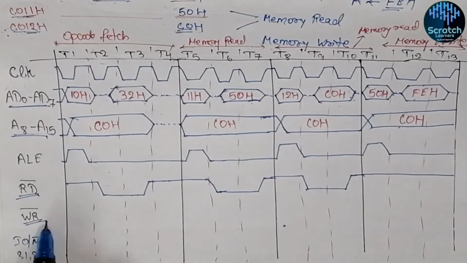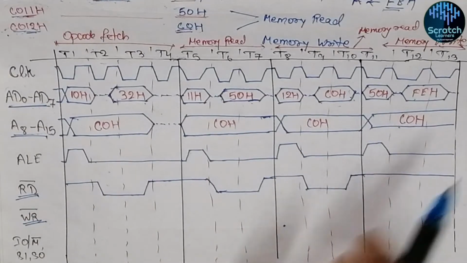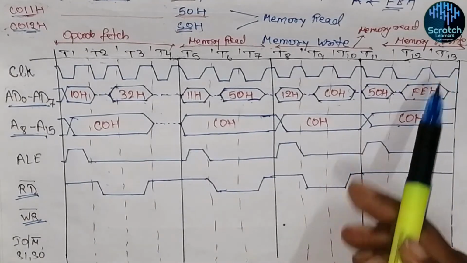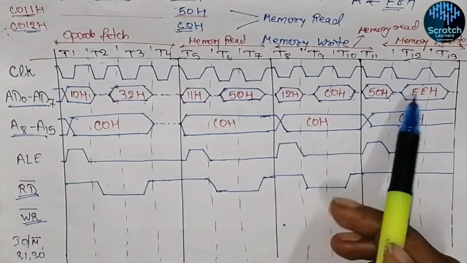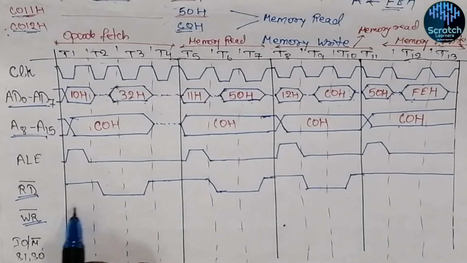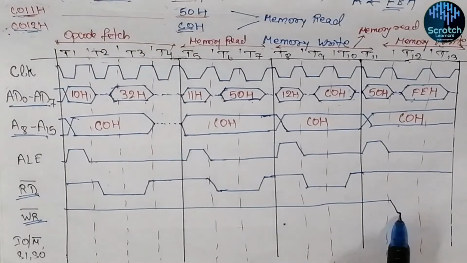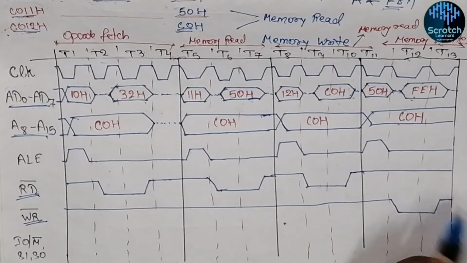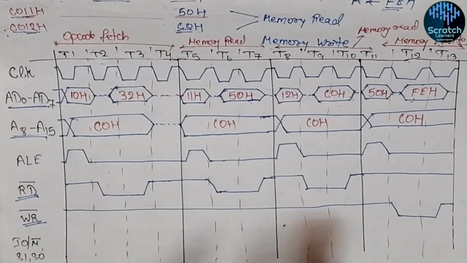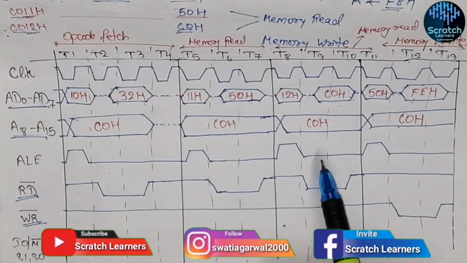Then talking about the WR bar signal, it will become low when a write instruction comes. So in all these T states, T12 and T13 are the only T cycles where data is going to be written in the memory. So this WR bar signal will become low only in T12 and T13 states. And in all the remaining T cycles, it will remain high, as these machine cycles are not going to do any write operation.